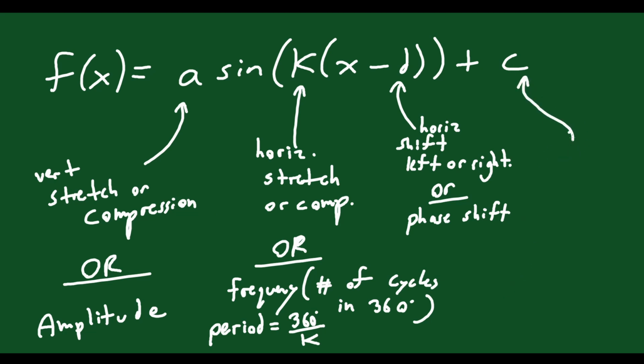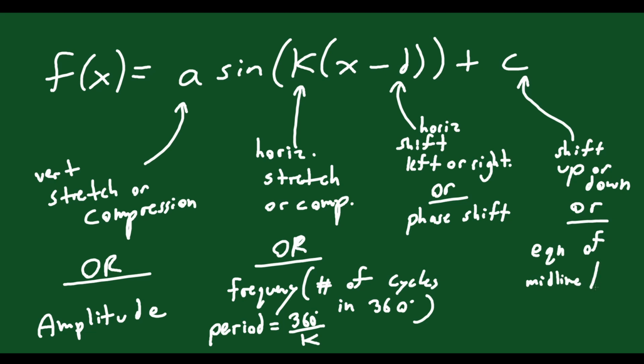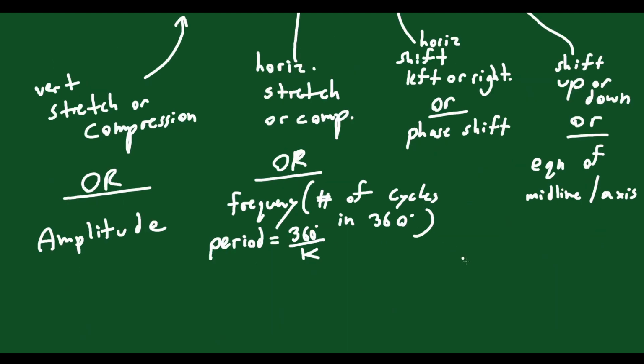And for c, we used to call this a shift up or down, but now it also gets its own special name. This represents the equation of the midline, just like we talked about earlier, or the axis if you want to call it the axis. So all these terms still have the same impact on the function like they would with any other type of function, but they have their own special names. So let's go ahead and we'll do an example.